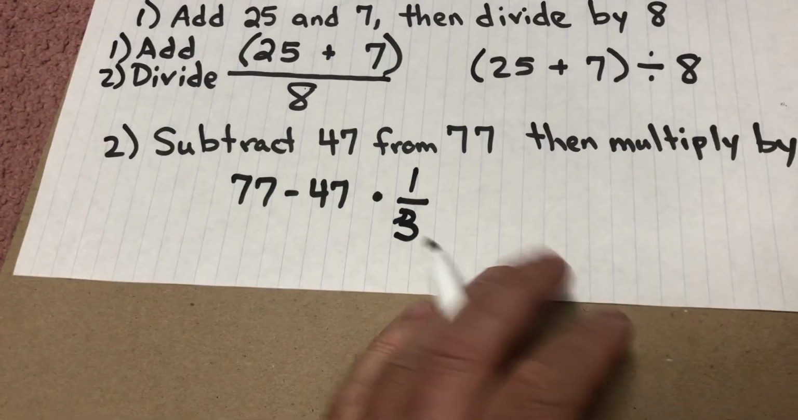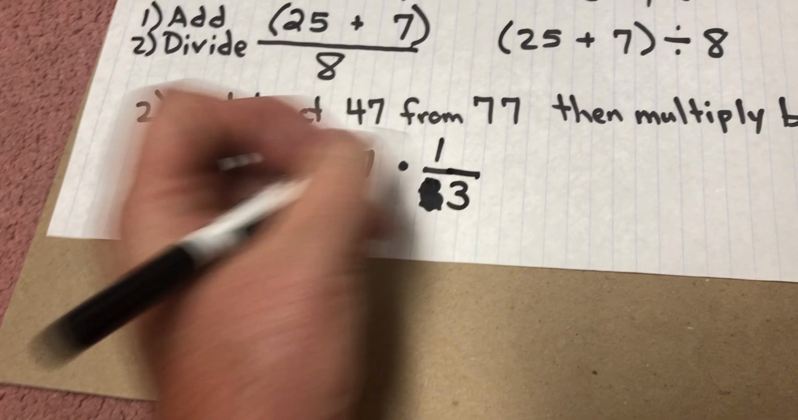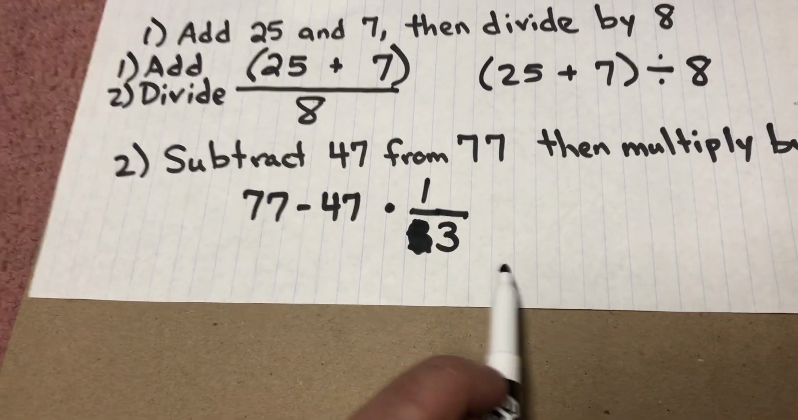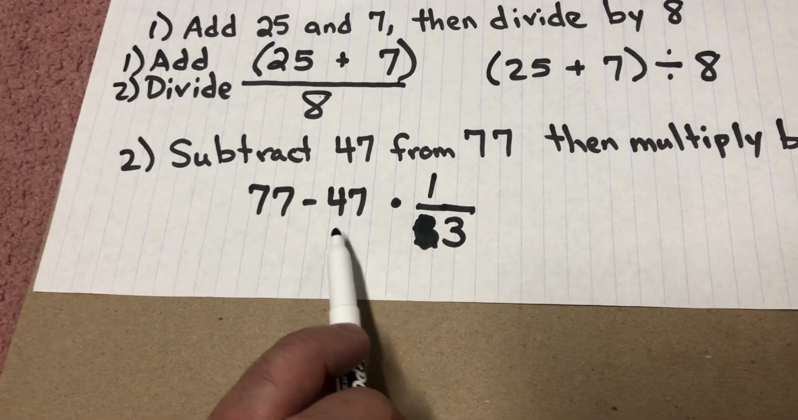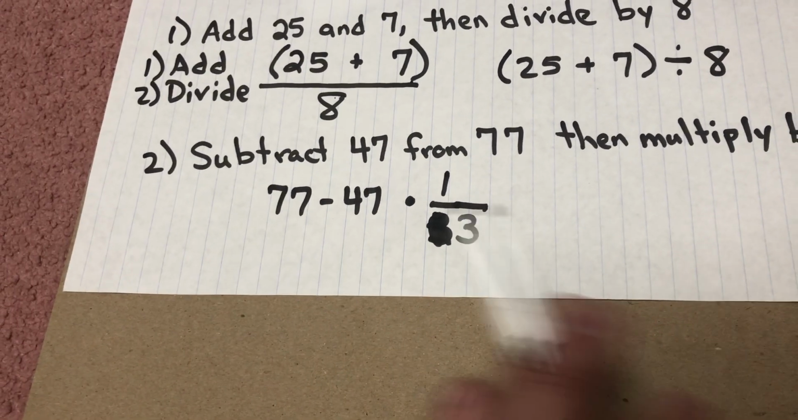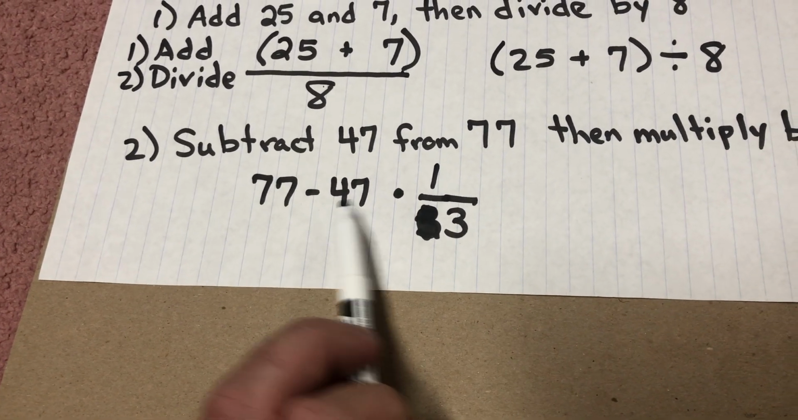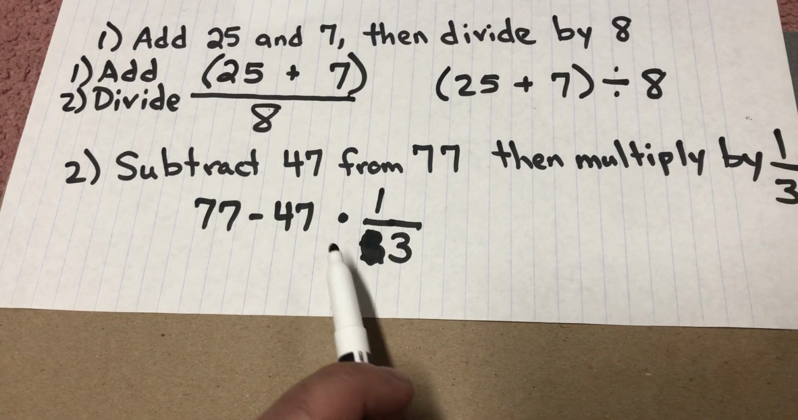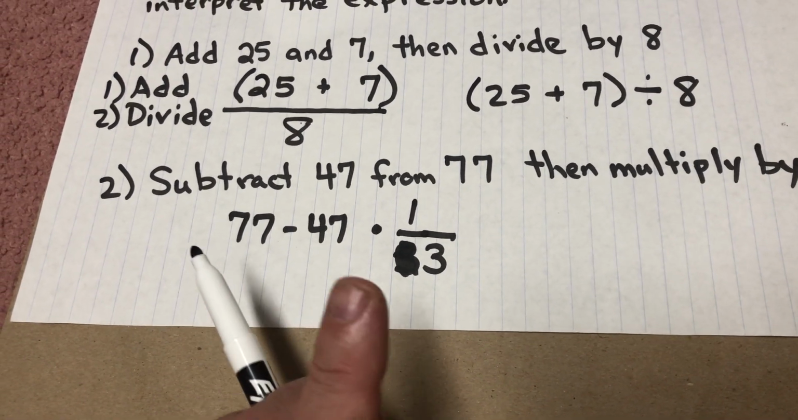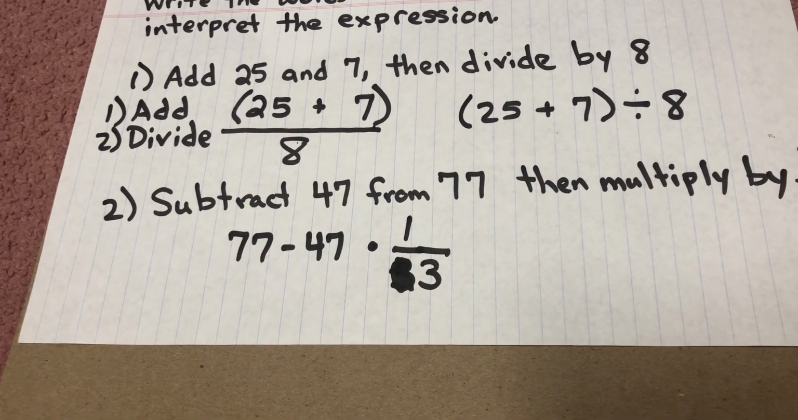Now, it's not a very good 3. Let me try to fix that. That's a little better. 1/3. Now, it's always very important, 5th grade, to double check, because it would be very easy to stop right here and go on to the next one and think, well, I've done it. I've put subtract 47 from 77 and then multiply by 1/3. But remember the order of operations. The first step is to clear parentheses. Second step is to clear exponents.